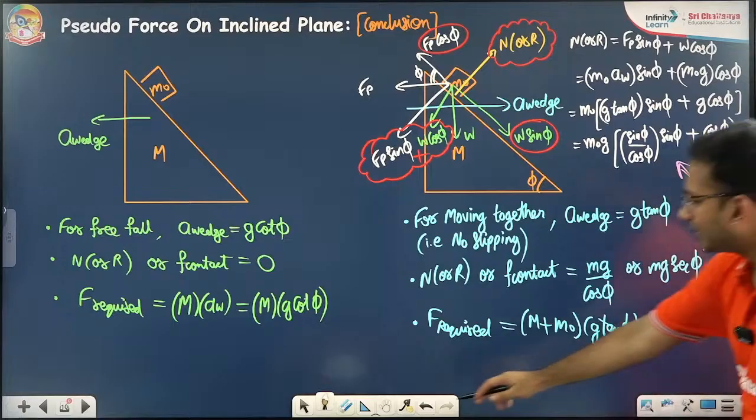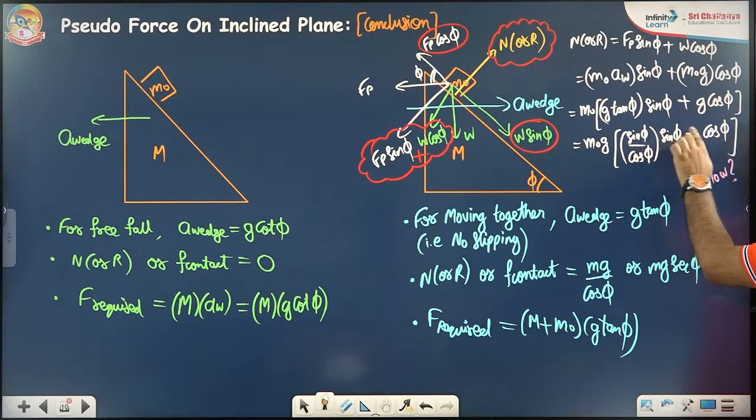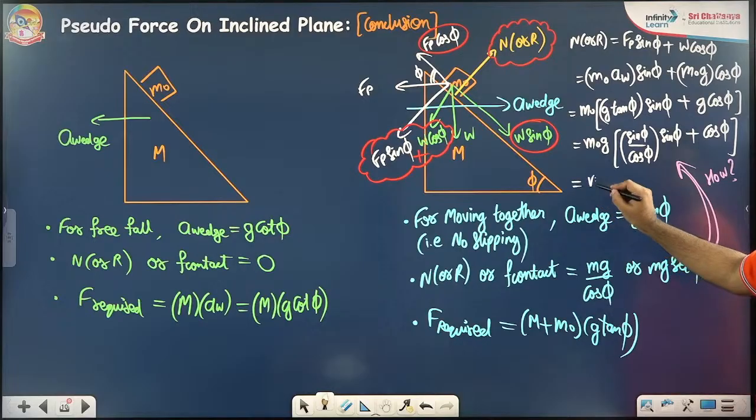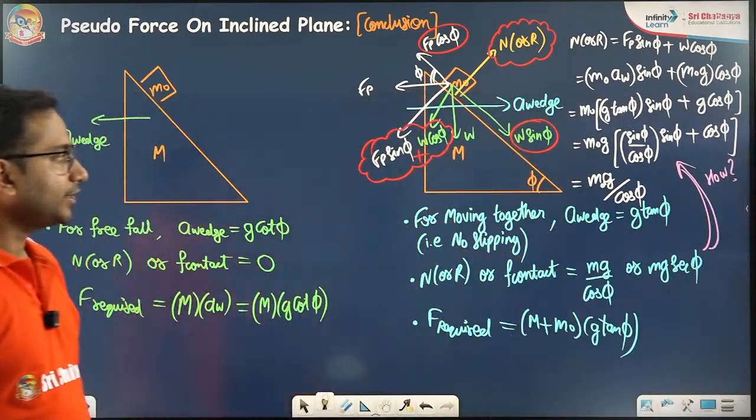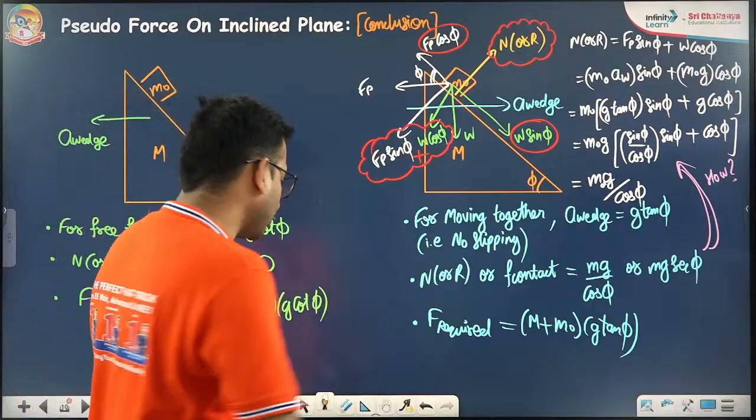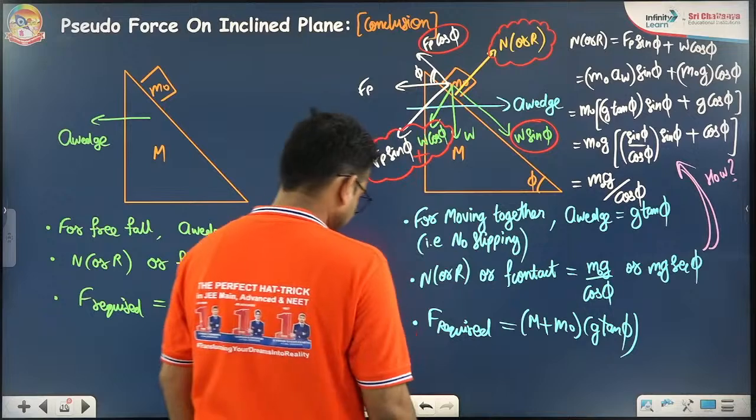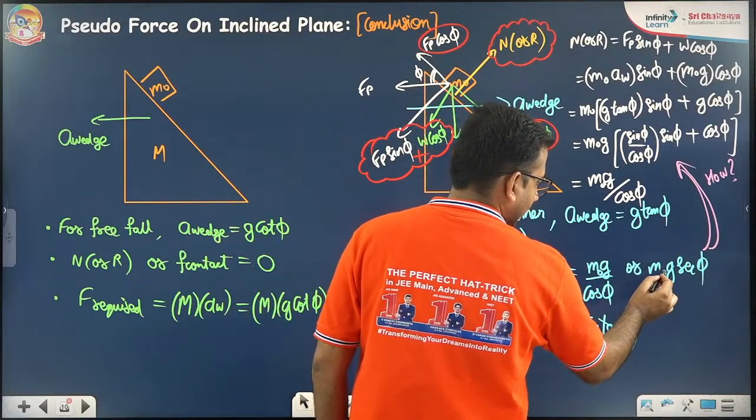Let's imagine that we are taking the LCM, space is less, that's sin square phi plus cos square phi. Sin square phi plus cos square phi is nothing but 1 in the numerator, so that can be written as m naught g, and the denominator will be cos phi. So m naught g by cos phi, or m naught g secant phi, you can say. I hope that's clear.